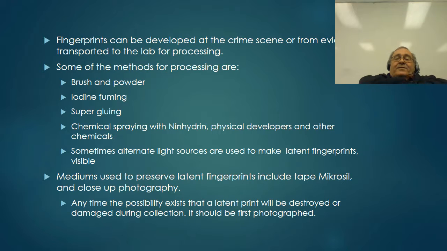Fingerprints can be developed at the scene of a crime on doors, windows, television sets, and computers. Sometimes there are small items that may be difficult to process in the field, which can be collected, using, of course, the chain of custody, and transported back to the lab for further processing. That processing can include brush and powder, iodine fuming, super gluing, chemical sprays such as ninhydrin, or other physical developers.